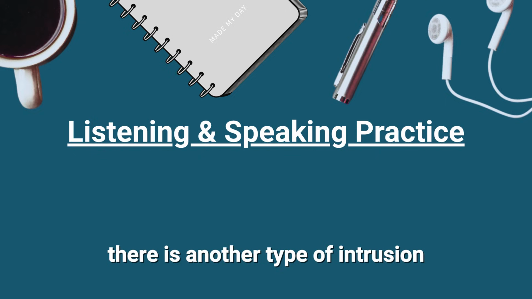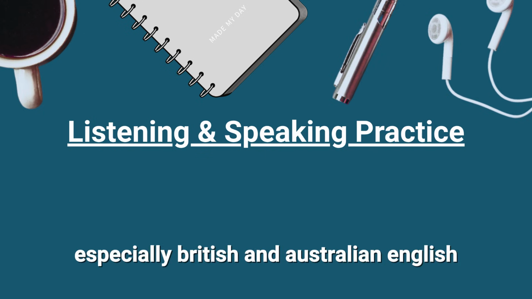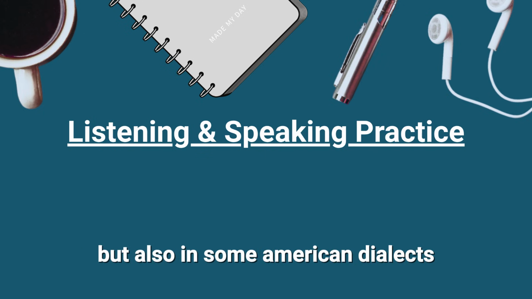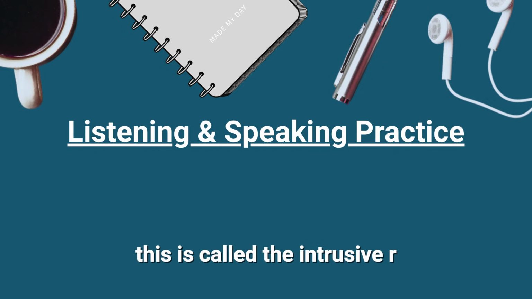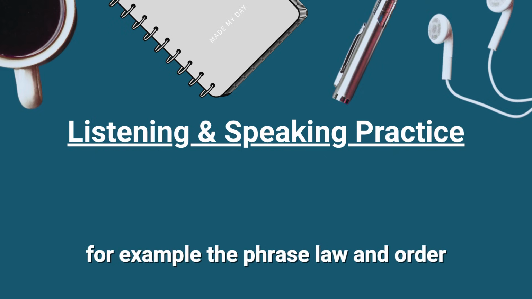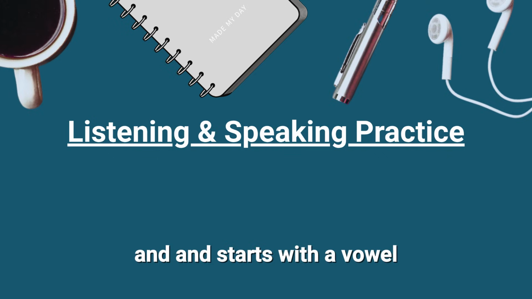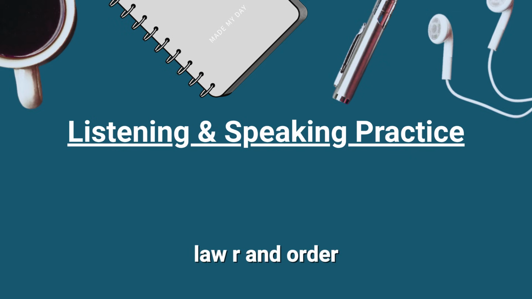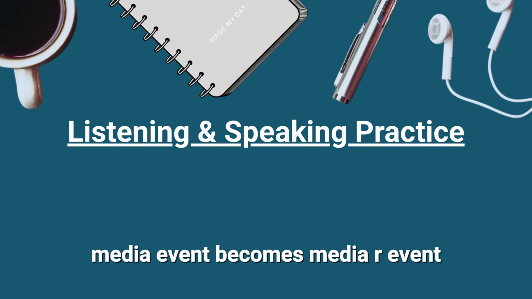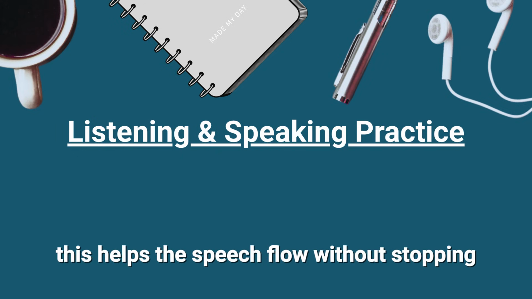There is another type of intrusion involving the R sound. In many accents, especially British and Australian English, but also in some American dialects, we add an R sound to connect two vowels. This is called the intrusive R. For example, the phrase "law and order." The word "law" ends with a vowel sound, and "and" starts with a vowel. To make it smoother, we add an R: "law-R-and order." "Media event" becomes "media-R-event." We do not write it, but we say it. This helps the speech flow without stopping.